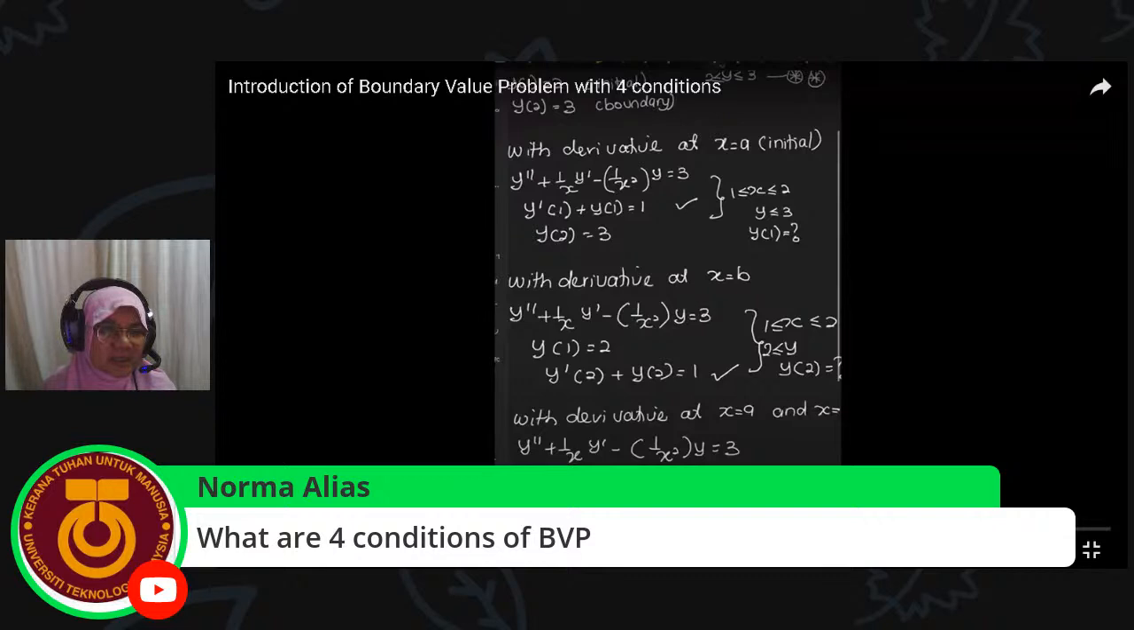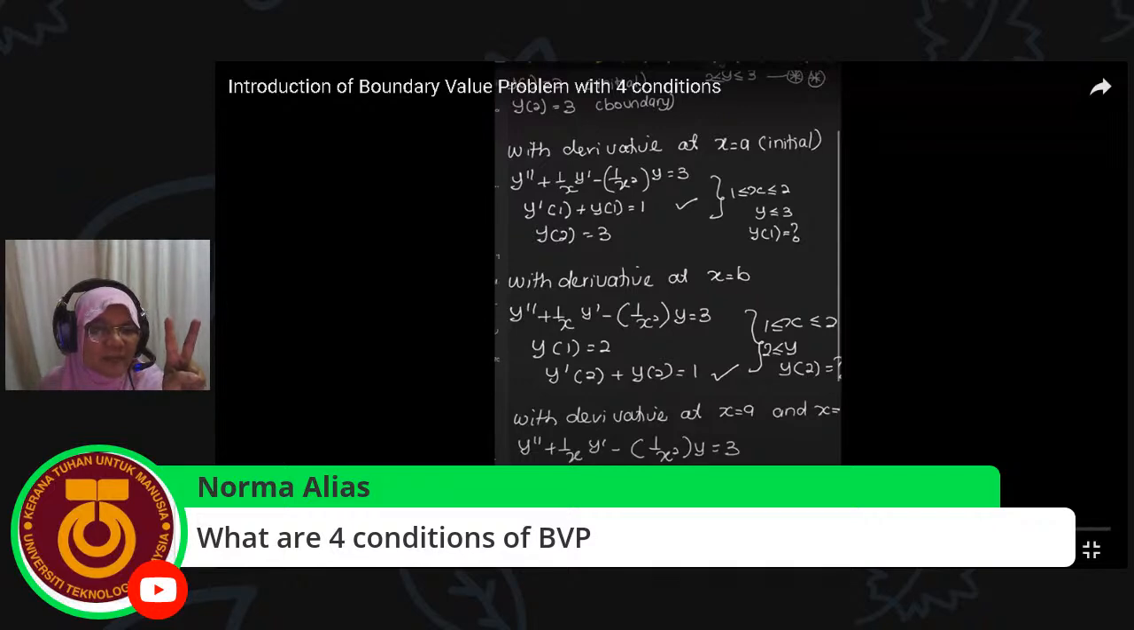The first condition: we have a boundary value problem, y prime prime plus 1 over x, y prime plus 1 over x squared, y equal to 3. But for the conditions, we have 4. The first is, when x equal to a and x equal to b, there is no derivative.